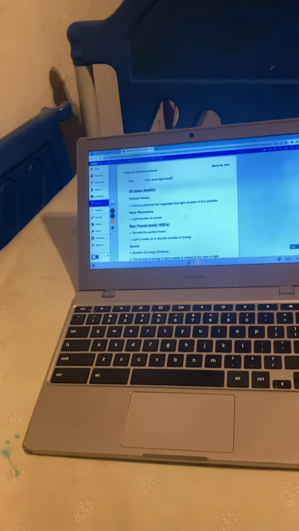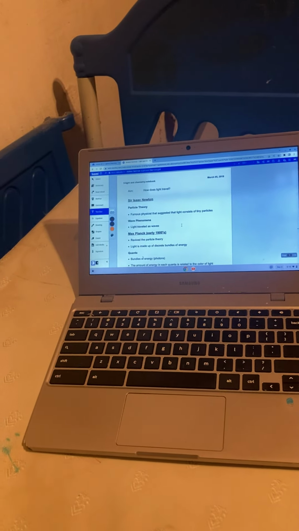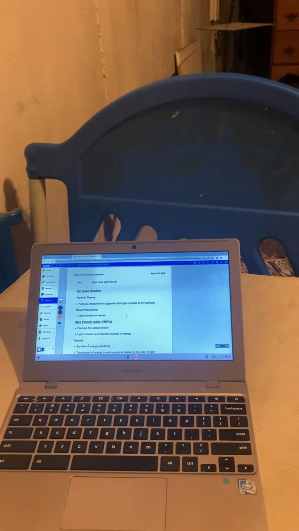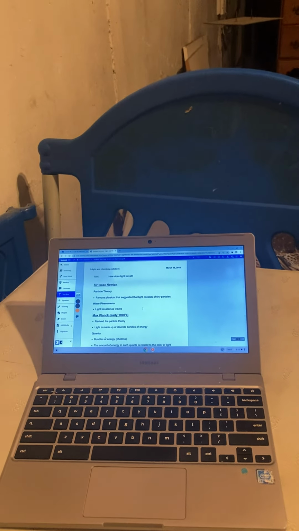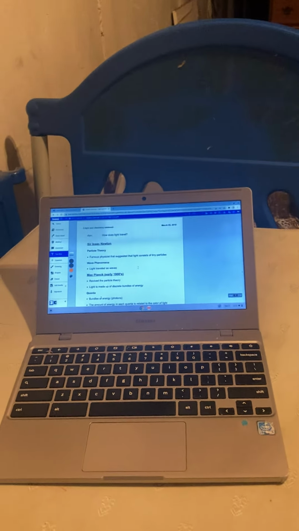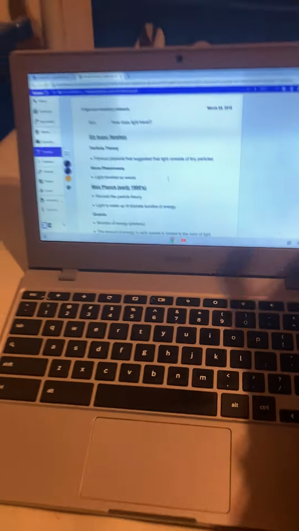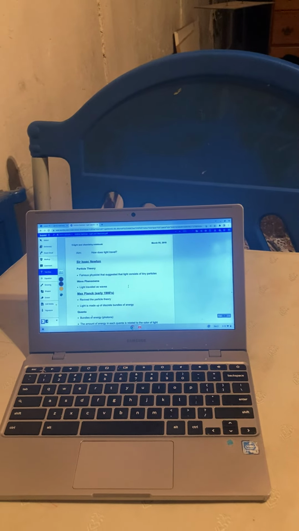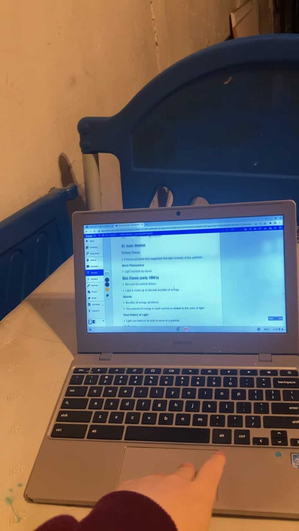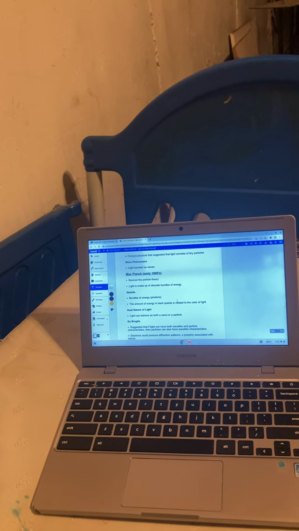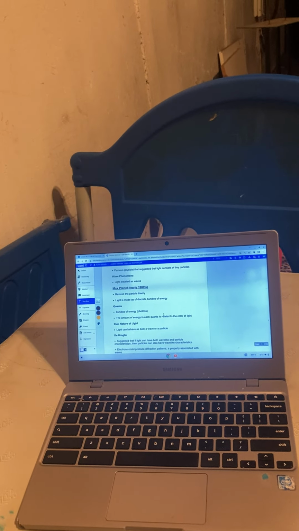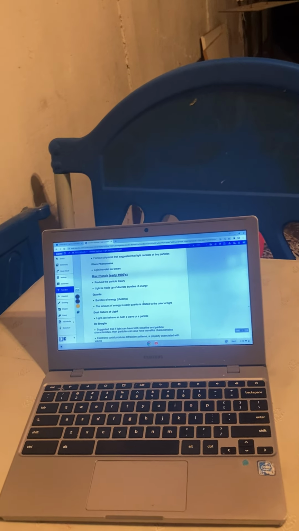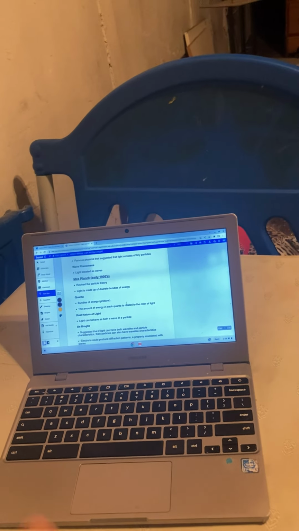So, Sir Isaac Newton made the particle theory. He's a famous physicist who suggested that light consisted of tiny particles, and the wave phenomenon was that light traveled as waves. In the early 1900s, Max Planck revived the particle theory, saying that light is made up of discrete bundles of energy. A quanta is a bundle of energy, so I need to fix that in my lab report, and the amount of energy in each quanta is related to the color of light. The dual nature of light is that light can behave both as a wave or as a particle.